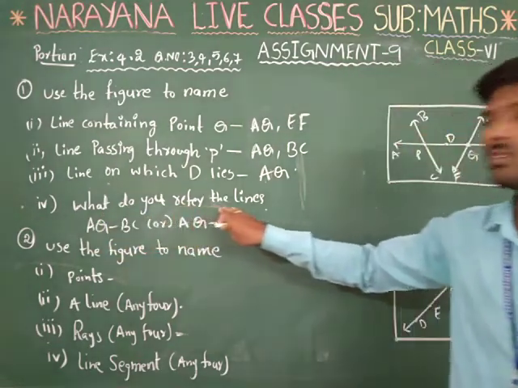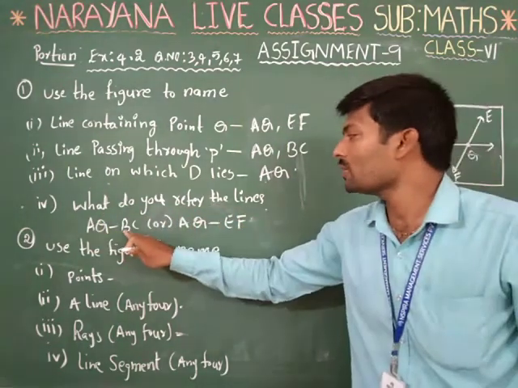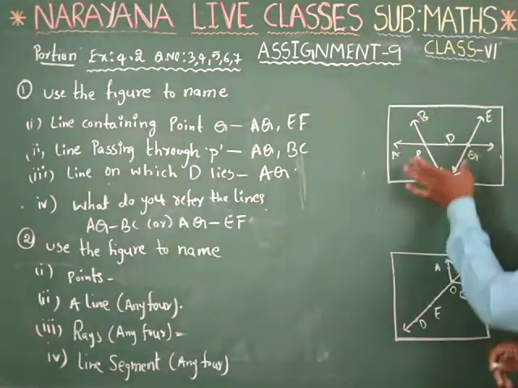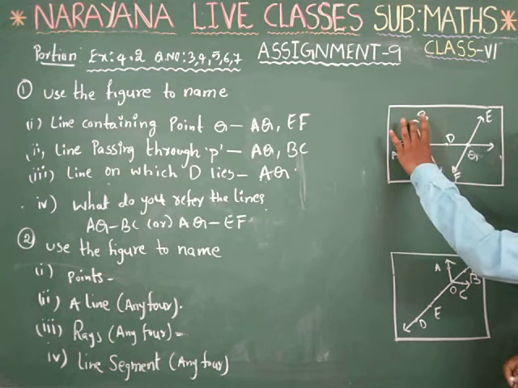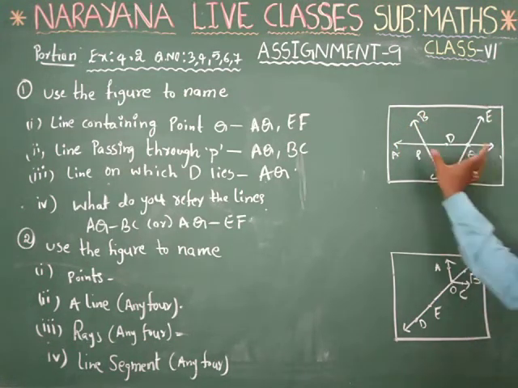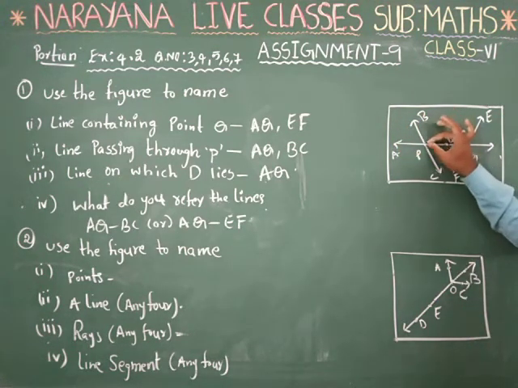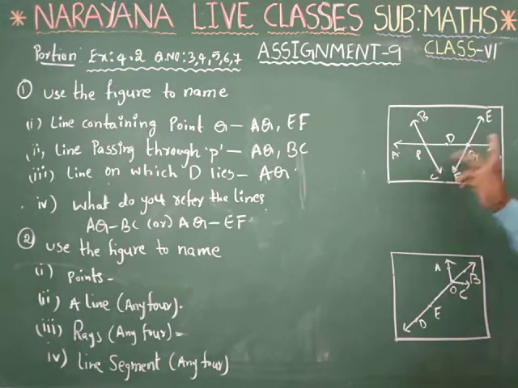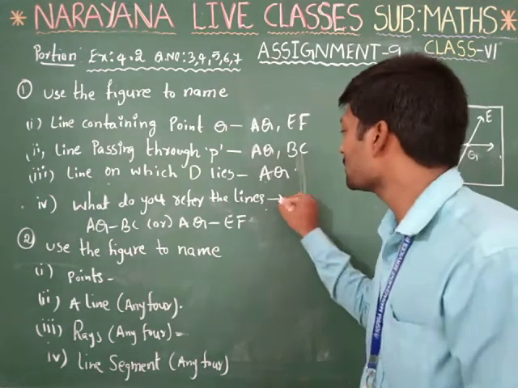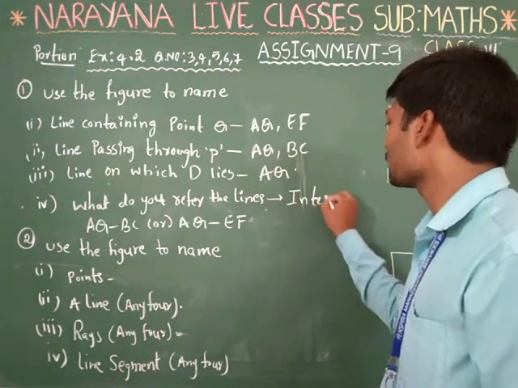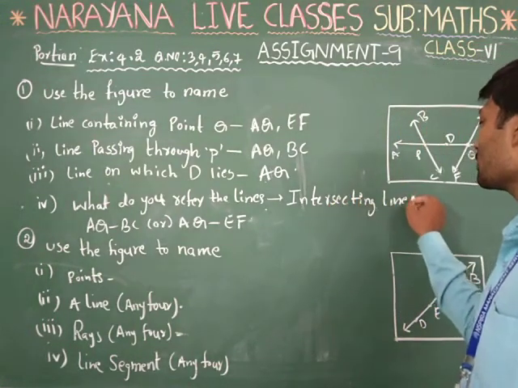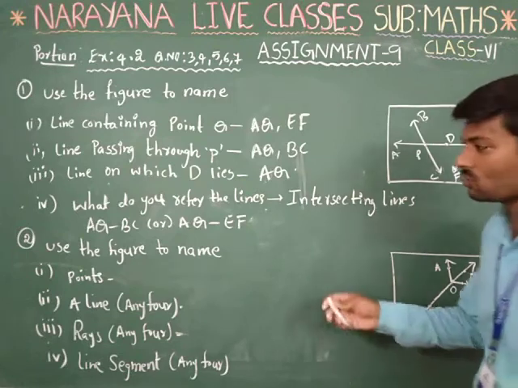What do you call the lines AQ and BC, AQ and EF? If you take AQ as well as BC, and EF as well as AQ, these two pairs of lines are intersecting lines. Those two are intersecting at one point. So what is the name of these lines? This is intersecting lines. The nature of these lines is intersecting lines. Let's go for the second one.